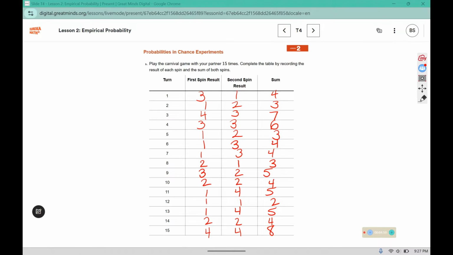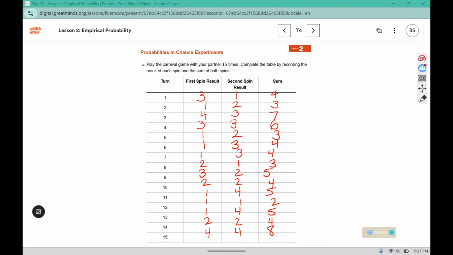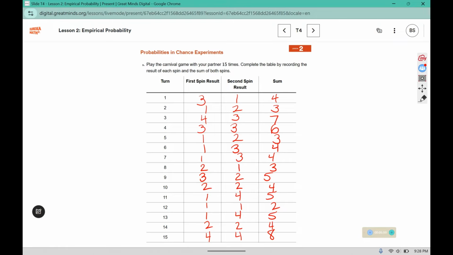Here are my results for all 15 turns. Part C asks, what is the relative frequency of winning spins? So we won if we got a 5 or more. And that happened 1, 2, 3, 4, 5, 6 out of the 15 times.